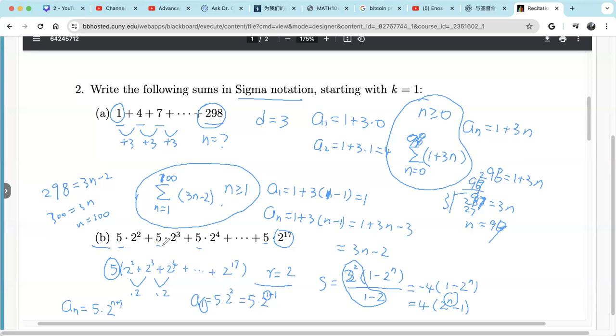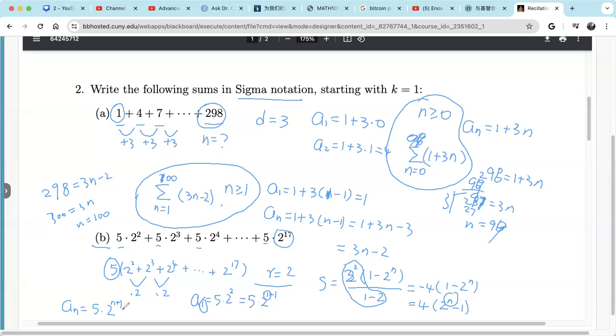The second term will be 5 times 2 squared, right? 2 to the n plus 1. A2 will be 2 raised to 2 plus 1, 2 cubed. Okay.